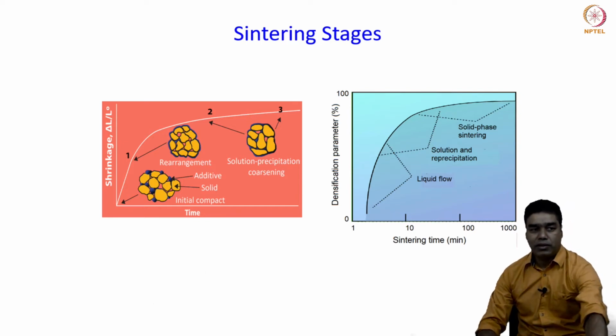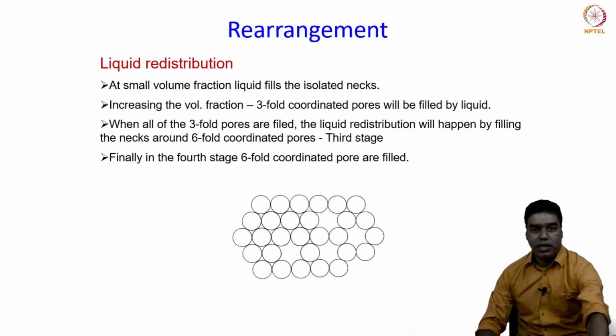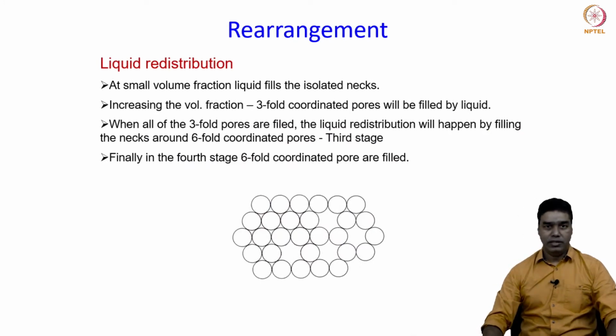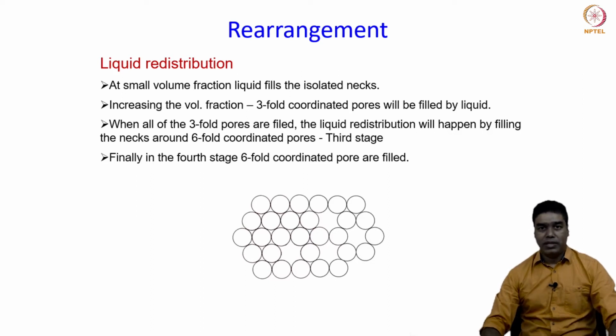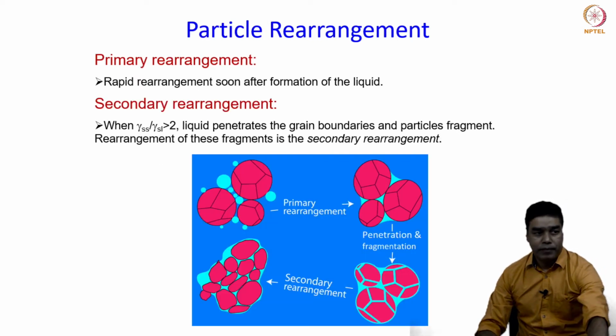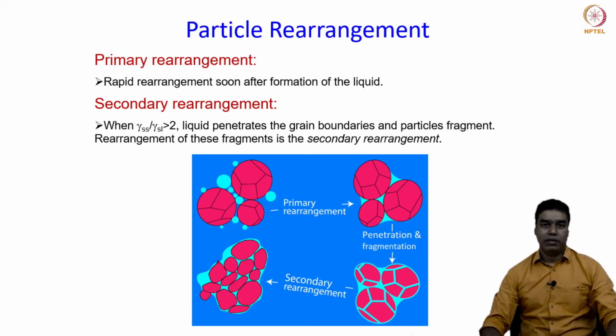And then we also talked about the liquid redistribution, as to how it happens during this rearrangement process and how it leads to the rearrangement of the particles. That also we have discussed. We have discussed different types of pores and how they get filled by the liquid as it is redistributed. And then finally we talked about two types of rearrangement. One is primary rearrangement and the other one is secondary rearrangement, right?